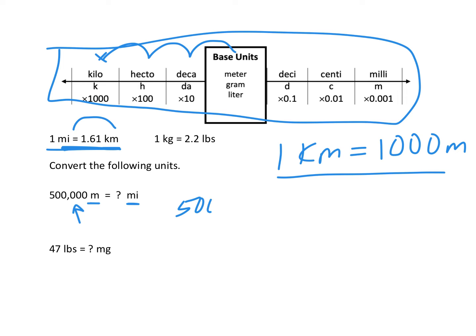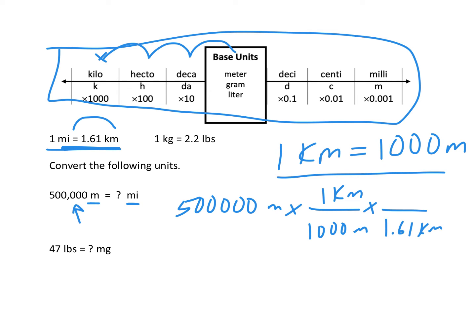So I have 500,000 meters, and then I'm going to multiply. I want to cancel meters, so I put 1,000 meters on the bottom and 1 kilometer on the top. And then I want to cancel kilometers, so I put 1.61 kilometers on the bottom and 1 mile on the top. This is my setup. When I do that, meters cancel, kilometers cancel, and I'm left with miles. So 500,000 times 1, divided by 1,000 and divided by 1.61, I get a final answer. I'm just going to round this slightly. I know if I'm doing sig figs, this isn't quite right, but it should be about 311 miles.